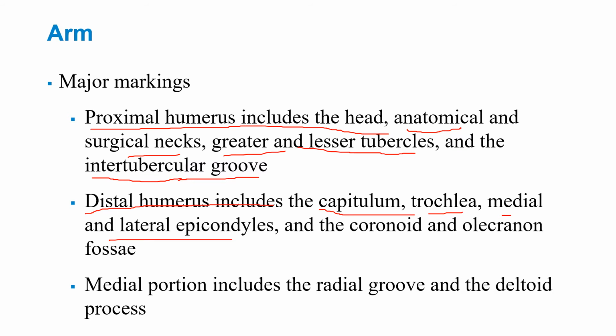And then you have the coronoid and the olecranon fossa. Notice this one's coronoid and not coracoid. The medial portion includes the radial groove and the deltoid process or tuberosity.